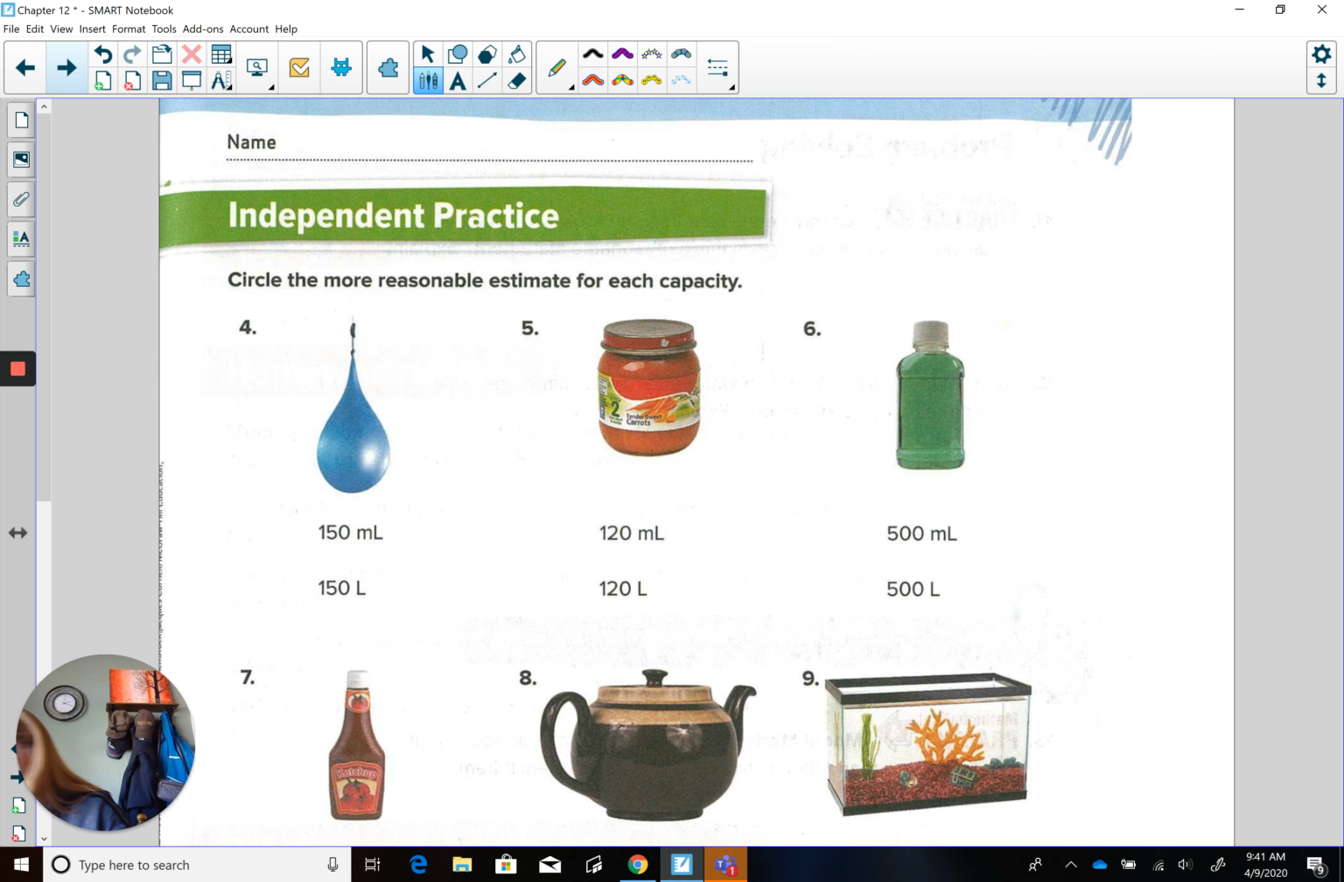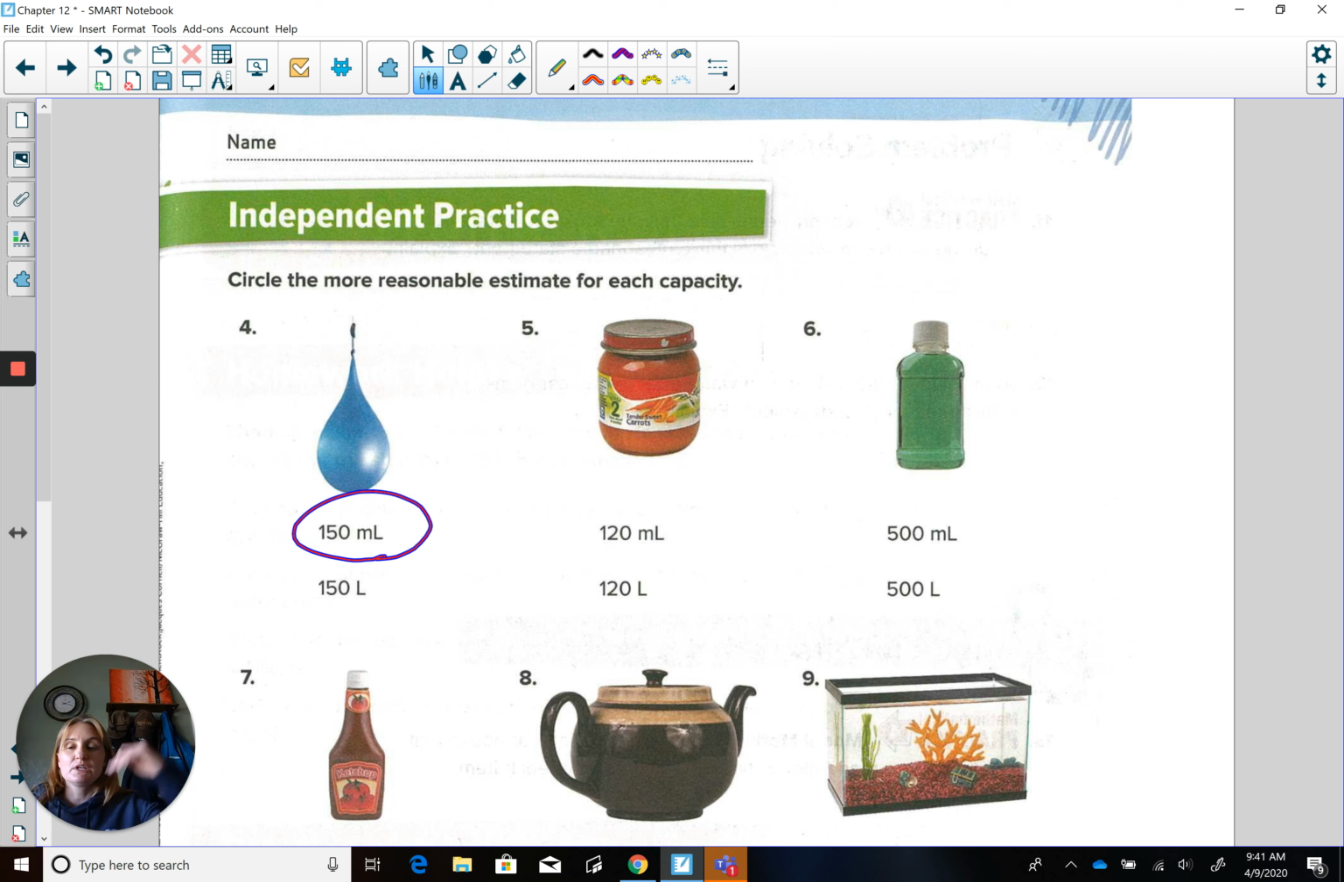Not real sure what that item is. It reminds me of the nose booger suckers that you use on babies, or maybe it's a balloon. I'm not real sure what that is, but we know it's not super large. So would we hold 150 milliliters, or would it hold 150 liters? So again, if it's kind of small, about like that soap container, we are looking at more milliliters.